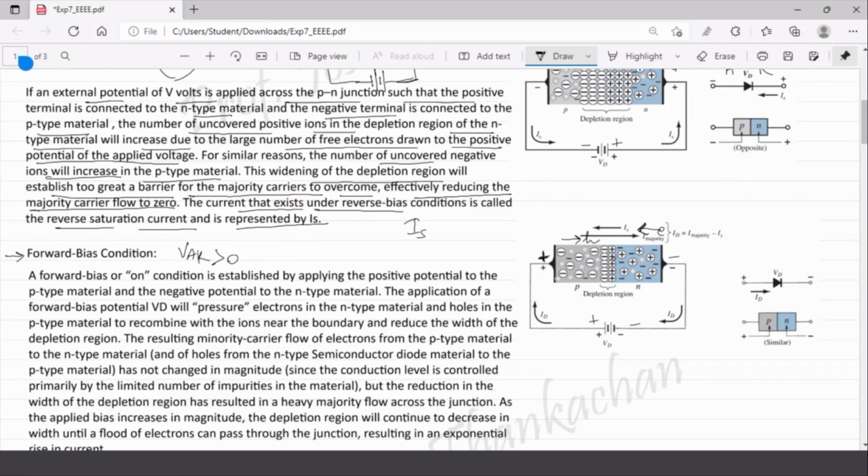Then what will they do? The holes will reach the depletion region and neutralize the excess electrons or negative charges which are formed at the depletion region. If this is a variable voltage and we vary it, more holes will neutralize this, and finally there will be a condition in which this barrier is overcome by the diode. And finally the current starts to flow from anode to cathode.